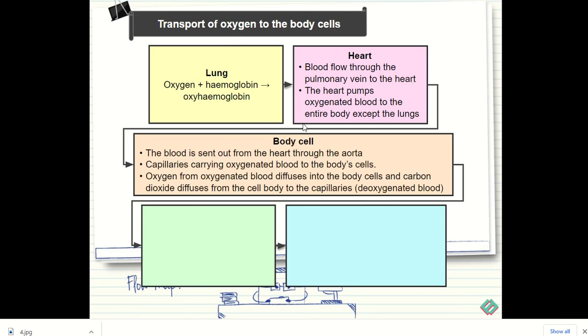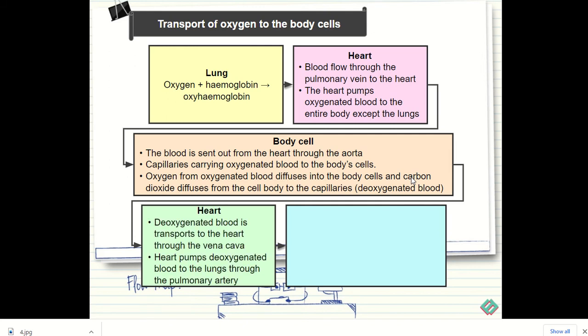And then apa yang dia akan buat dekat situ? So body cell dia akan dapat oxygenated blood tadi. So that blood is sent out from the heart through the aorta, and capillaries carrying oxygenated blood to the body cell. Okay, and next, oxygen from oxygenated blood diffuses into the body cell, and carbon dioxide diffuses from the body cell to the capillary. So ini akan jadi deoxygenated blood. Nanti kita akan tengok dia punya infographic dia macam mana.